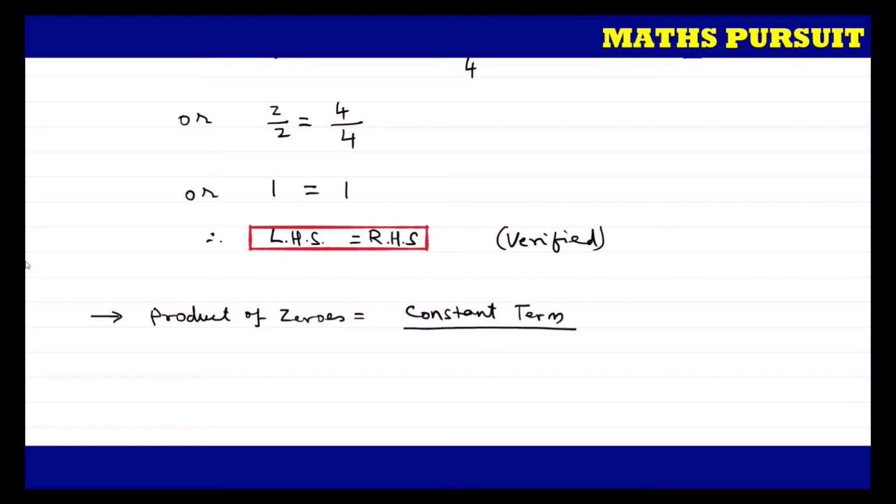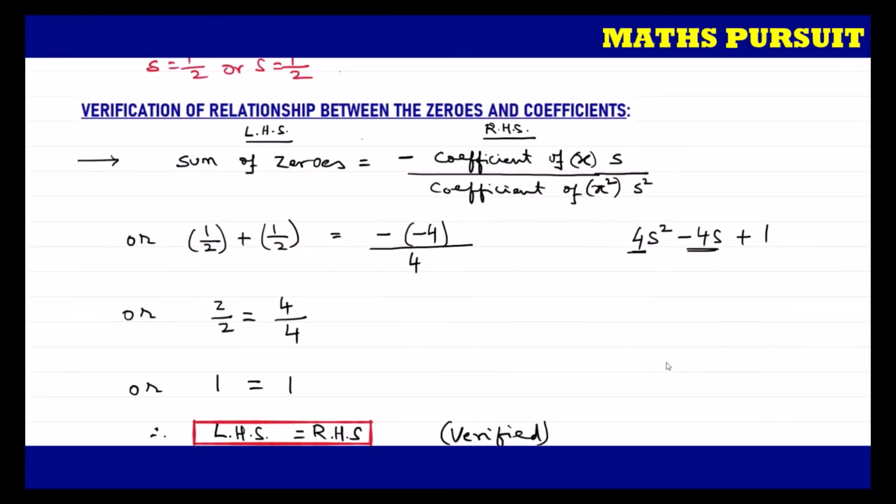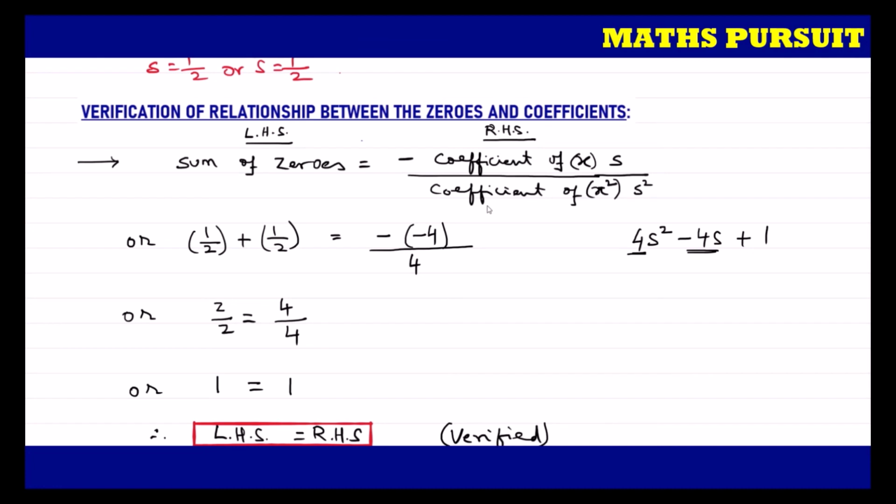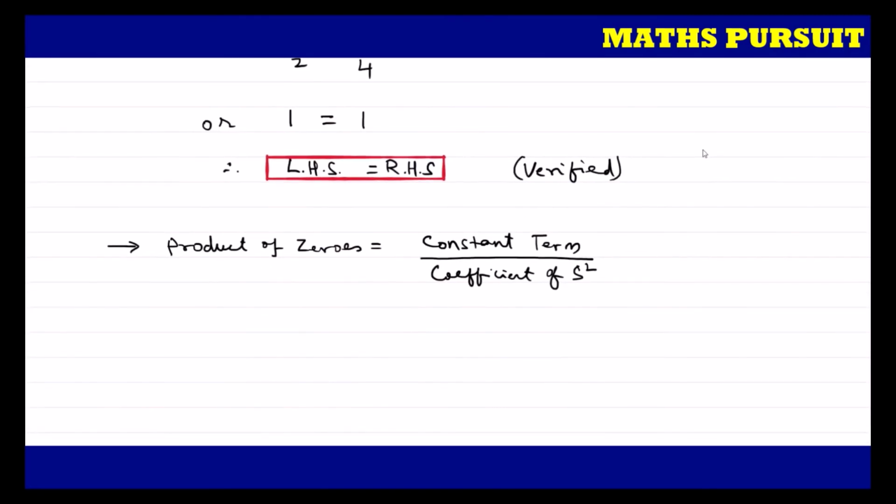upon coefficient of s to the power 2, because here we have the quadratic equation in s, not x. So I am writing coefficient of s to the power 2. Now guys, let us look at the question once here. The constant term is 1, and the coefficient of s to the power 2 is 4. So I am going to replace those values here. Constant term is 1 and coefficient of s to the power 2 is 4. This is what we have.